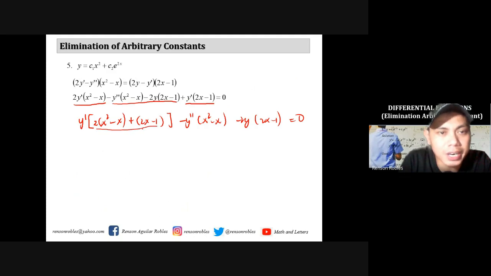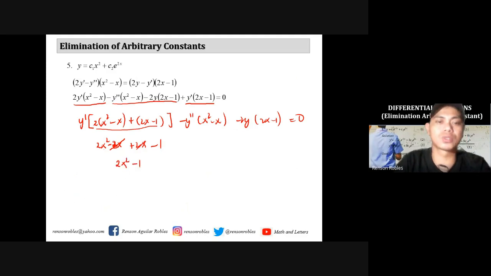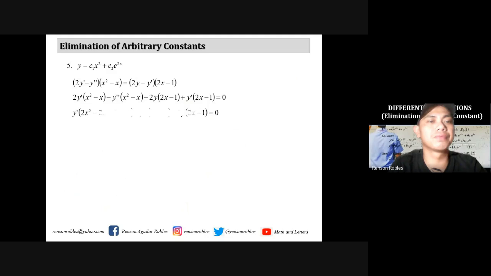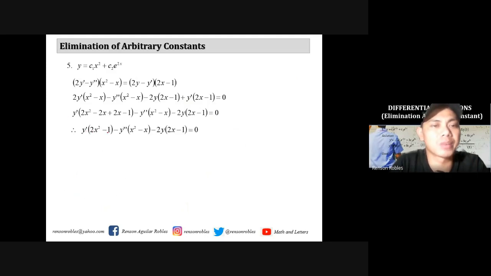And then we can simplify this part. That will lead you to 2x squared minus x plus 2x, or sorry, this is minus 2x. We have 2 here. 2 times x squared is 2x squared. 2 times negative x is negative 2x. Plus 2x minus 1. And then this will become 0. The only thing left is 2x squared minus 1. So we have this. Okay? y prime times 2x squared minus 1 minus y double prime times x squared minus x minus 2y times 2x minus 1 equals 0. And this is the differential equation that we are looking for.